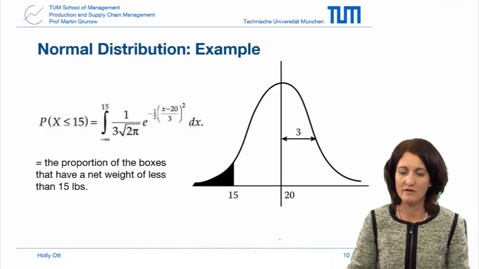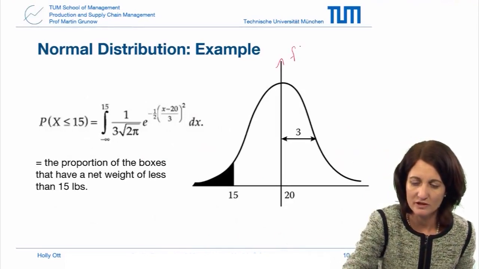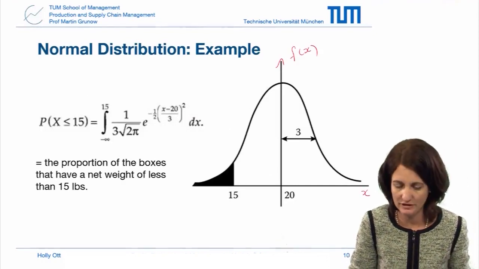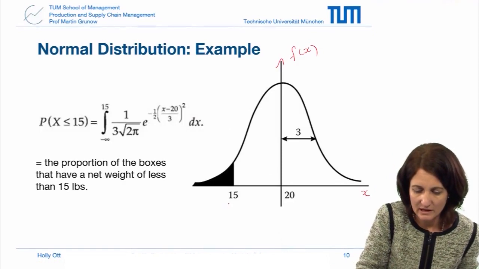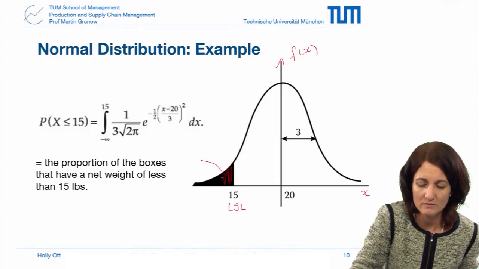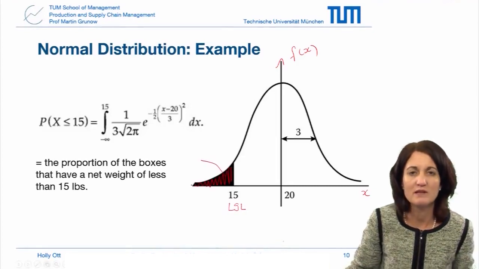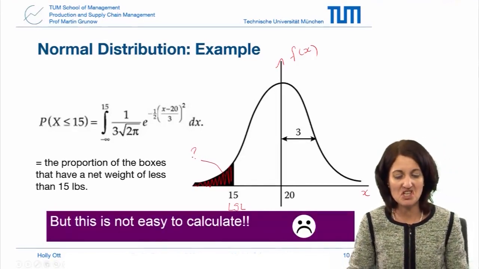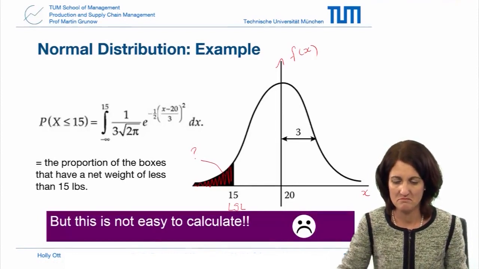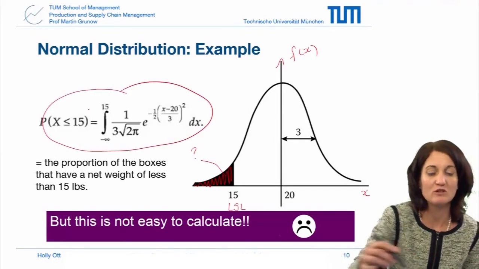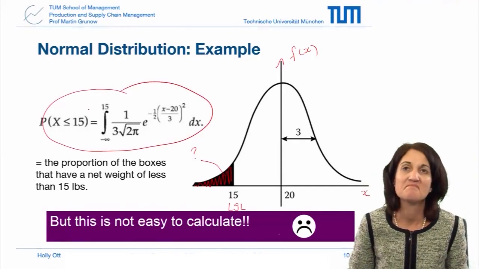So here's a picture of it. Here's our normal distribution function, f of x. Here's x, our nails. And here's our spec limit, lower spec limit. We're interested in what proportion of our population is below the spec. But this is not easy to calculate. We have to perform this integral, this complicated function. What are we going to do?